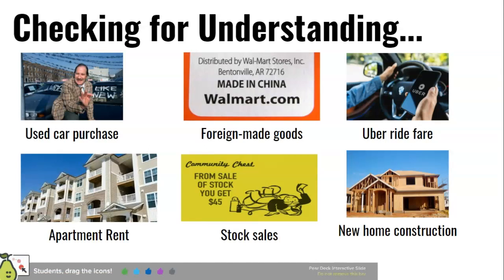So take a second, think about this. Which of these goods and services would be considered for GDP? Would the used car, the foreign made goods, Uber ride, apartment rent, stock sales, or new home construction? So go ahead and pause, think about it, and then unpause.